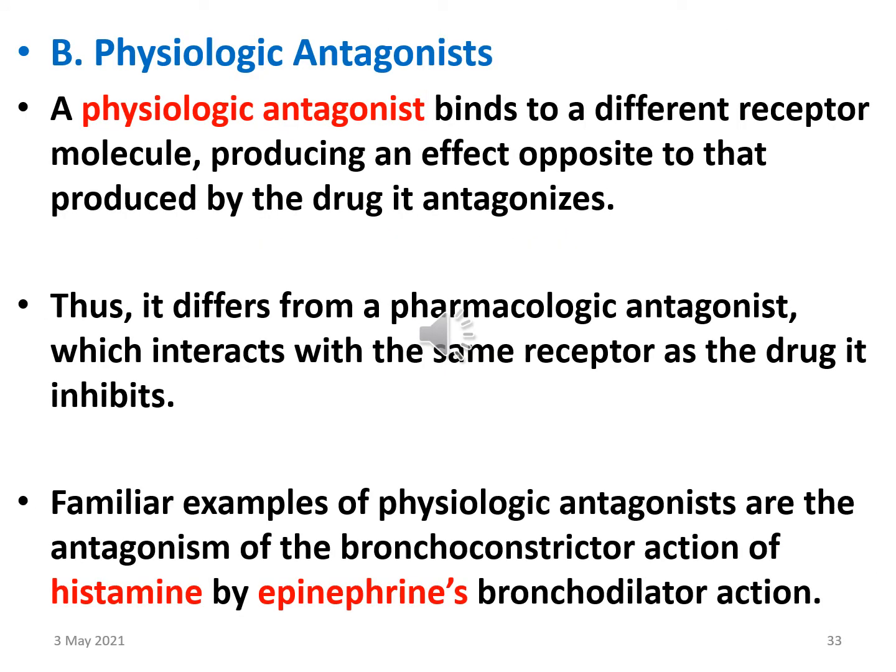Now, B, physiologic antagonist. A physiologic antagonist binds to a different receptor molecule, producing an effect opposite to that produced by the drug it antagonizes. Thus, it differs from a pharmacologic antagonist, which interacts with the same receptor as the drug it inhibits. Familiar examples of physiologic antagonists are the antagonism of the bronchoconstrictor action of histamine by the bronchodilator action of epinephrine.